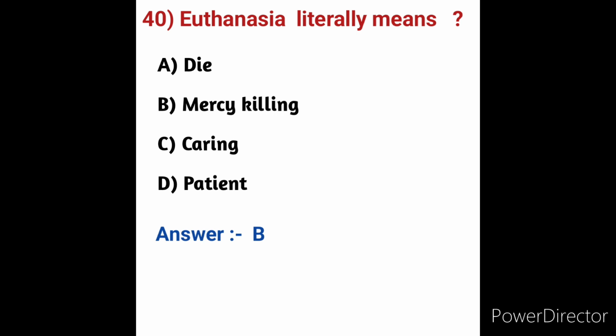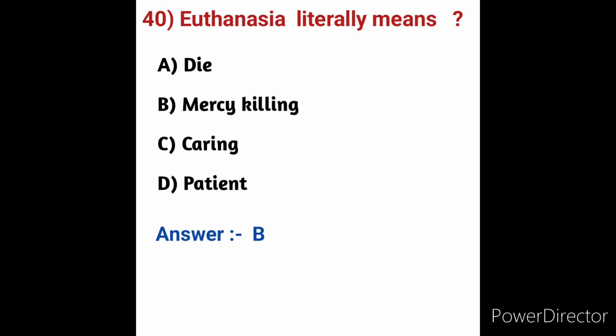Euthanasia literally means, we will see the options here. Option A, die. Option B, mercy killing. Option C, caring. And option D, patient. Here euthanasia means mercy killing. Option B is the correct answer. Euthanasia is an act of killing someone who is very ill or very old so that they do not suffer anymore. Here euthanasia means mercy killing is the correct option.